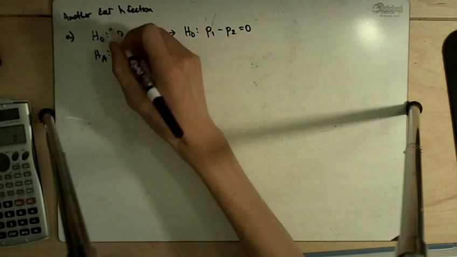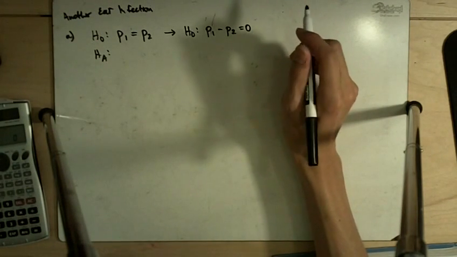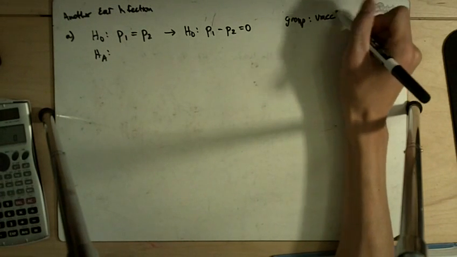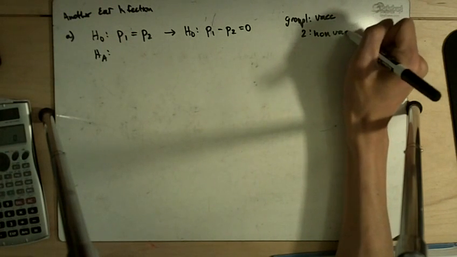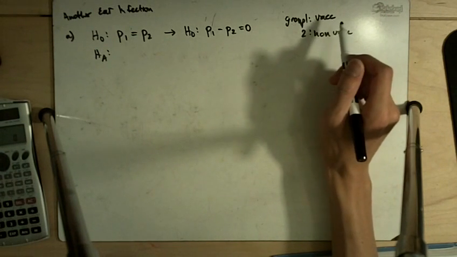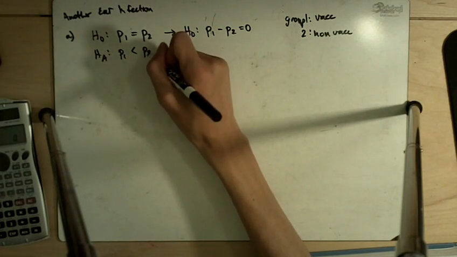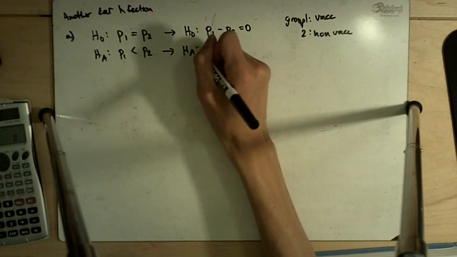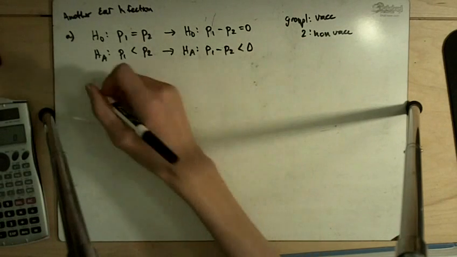And the alternative is that the group with the vaccine, group 1, is the vaccinated group, and group 2 is the non-vaccinated group. We're expecting the vaccinated group to have fewer ear infections. So the proportion in group 1 should be lower than group 2. We're expecting fewer ear infections in group 1, meaning that the difference between the two should be less than 0.